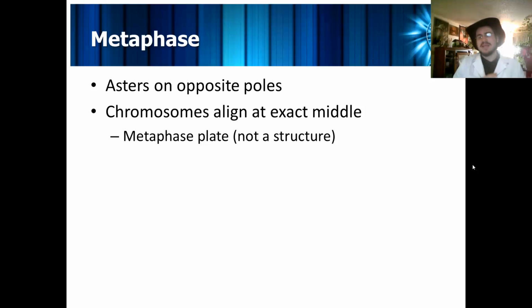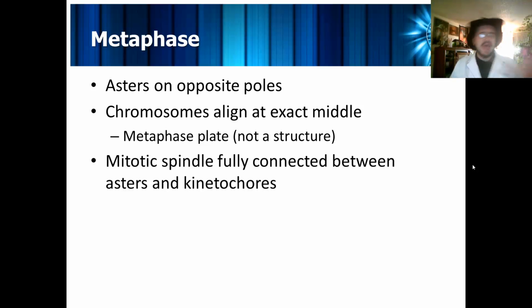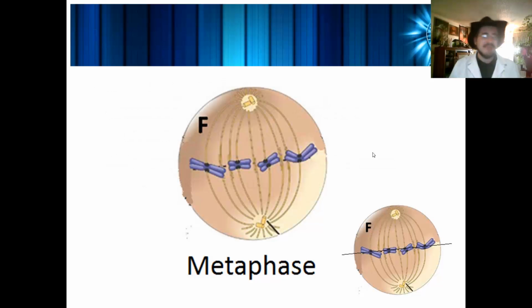We call it a plate because, like I said, if you were to open that globe in half and look down on it, that circular area kind of looks like a plate. So it's a metaphase plate, not a physical thing, just a word for the middle of the cell. The chromosomes have aligned there. The mitotic spindle is fully connected between the asters and the kinetochores. And that is metaphase. It's pretty simple.